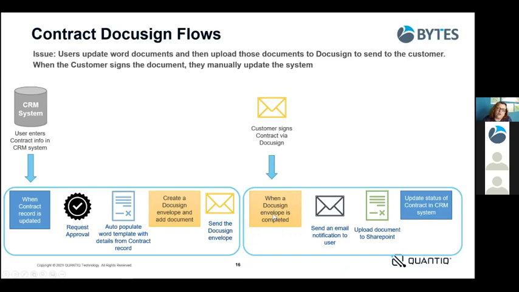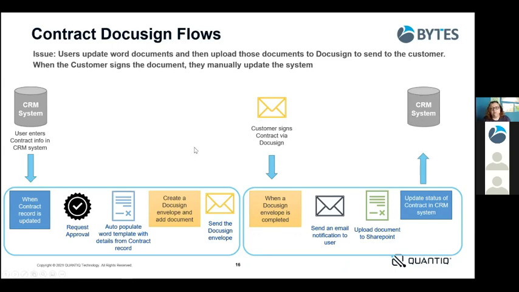So the second flow is waiting for that status change in DocuSign. When the DocuSign envelope's completed, it emails the user to tell them that that's happened. It extracts the signed contract, uploads it to SharePoint, updates the status of the contract in CRM, and sort of updates and finishes off that process.